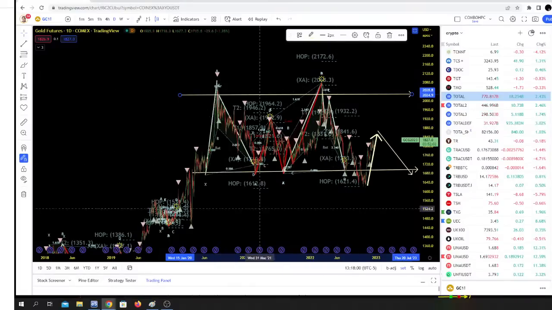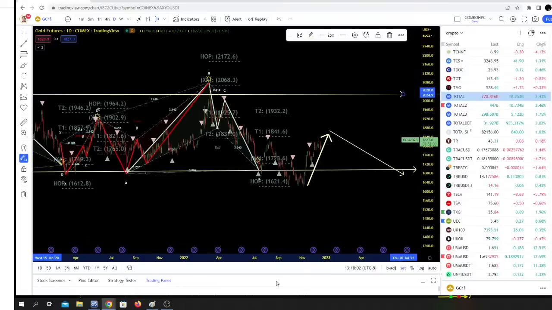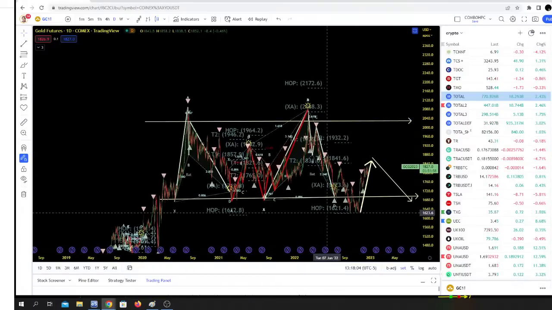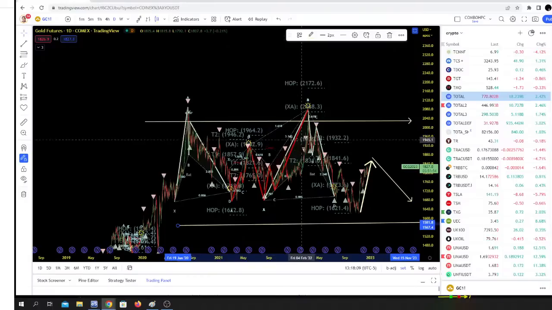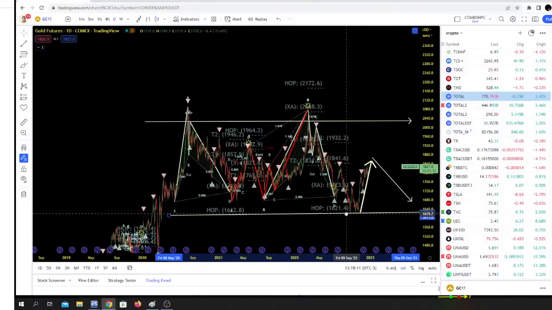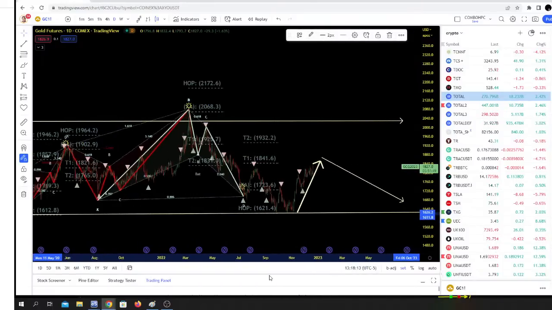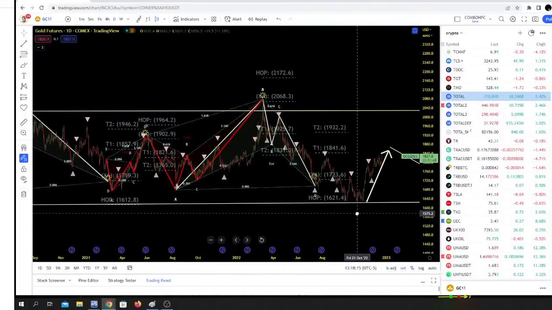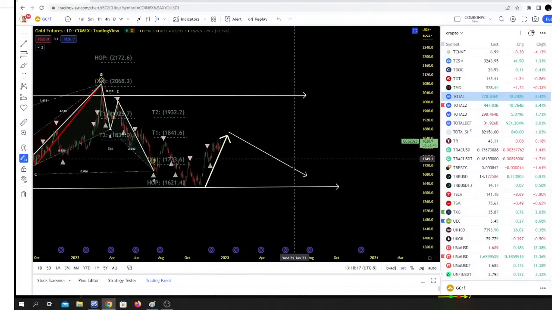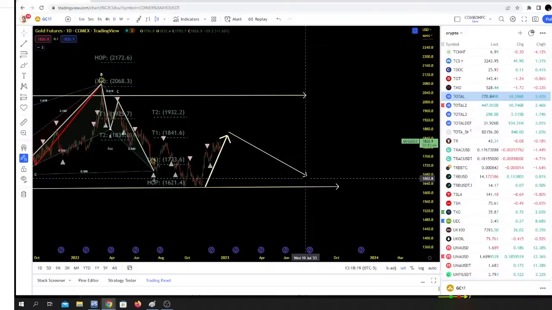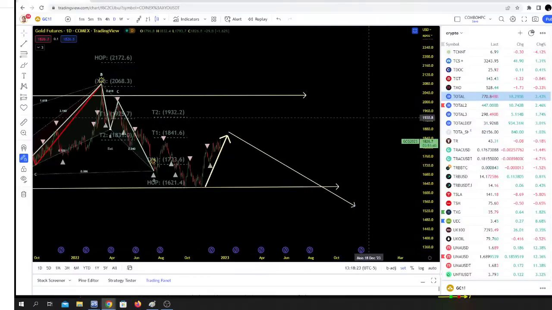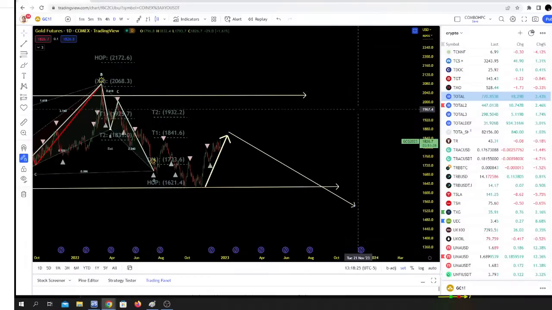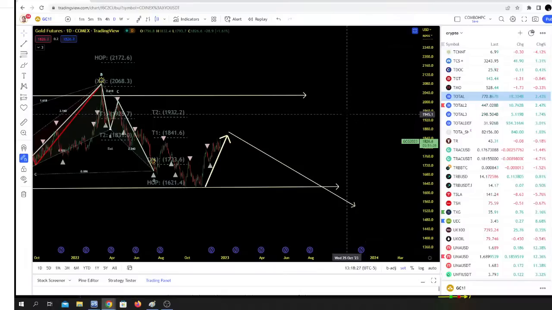Interesting that both of those bat patterns, here's the gold chart, this bat pattern and that bat pattern, both have hop levels at 1620, 1615. So if gold's really going to do something bad, it's under 1600. Just put that in your hat. Under 1600, then it becomes a real disaster for gold.